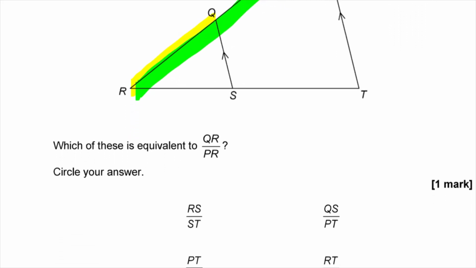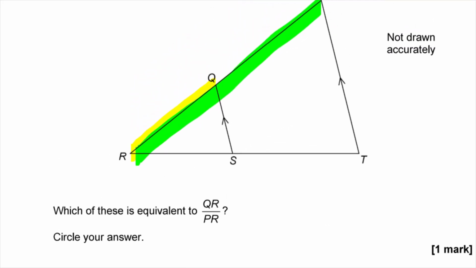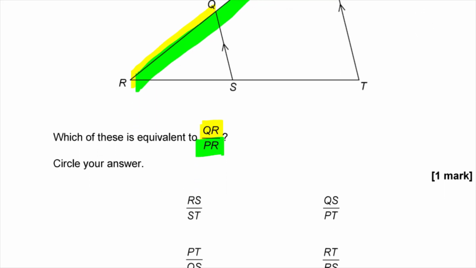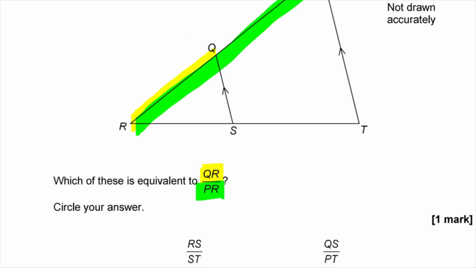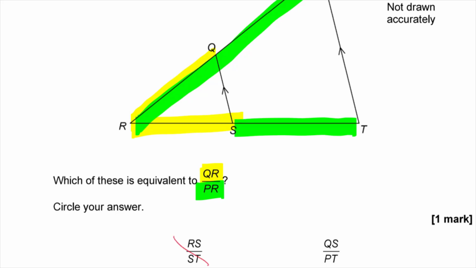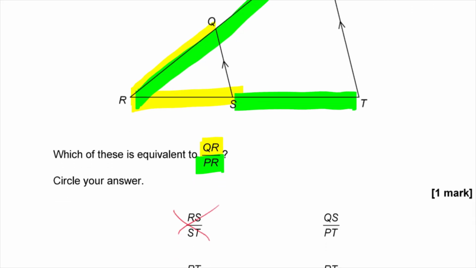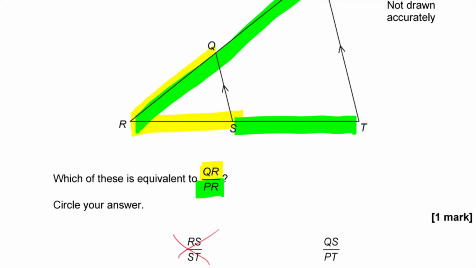So let's have a look. So RS to ST. So remember that QR was the smaller one and PR was the larger one, wasn't it? So as long as we've got the smallest one on the top and the largest one on the bottom, and they're matching up, they should be good. So where's RS? RS is that one. RS to ST. Well, that isn't going to work because they aren't matching sides. ST is not a side of the triangle. So not RS to ST. What about QS to PT? Let's just get rid of those two.